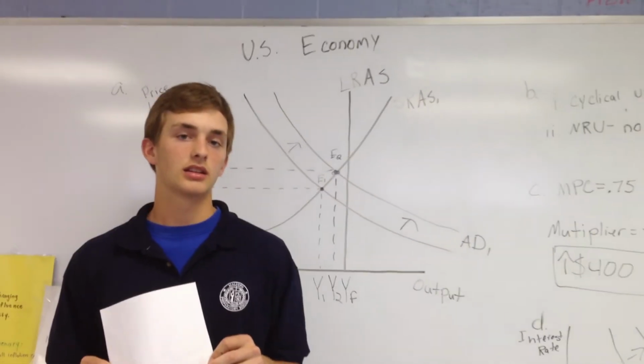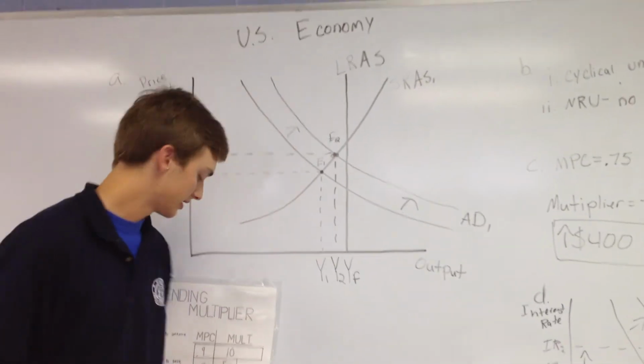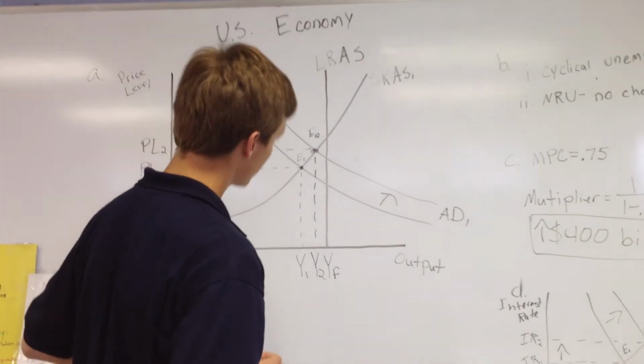More foreign investment being attracted to the United States because of a higher real interest rate would do what to the long-run aggregate supply curve there? It would shift to the right. Could you draw that just to see what the result would be?